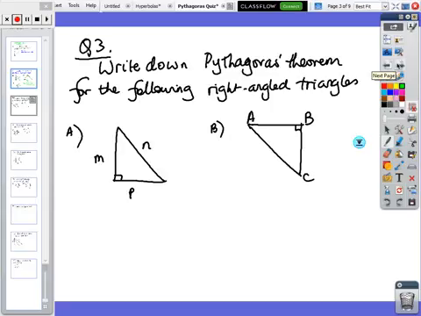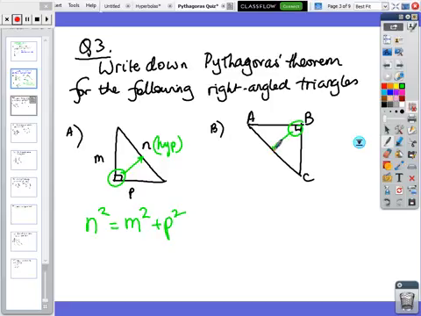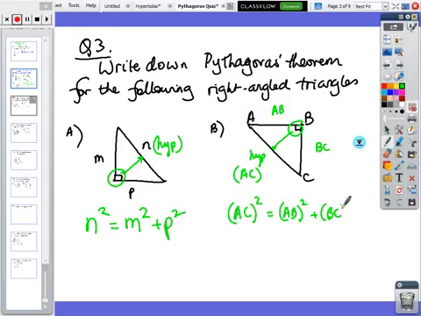Okay, so write down Pythagoras' theorem, the formula for the following right angle triangles. So 2 cases, one with numbers on the sides and one with vertices. Can you write down your answers for those 2, and when you're ready, come back live. Okay, so right angle opposite, so that's the hypotenuse, and so the hypotenuse squared equals the sum of the squares of the other 2 sides. In the second one, go opposite, so that's the hypotenuse, and that side is AC, this side is AB, and this side is BC. So AC squared equals AB squared plus BC squared.